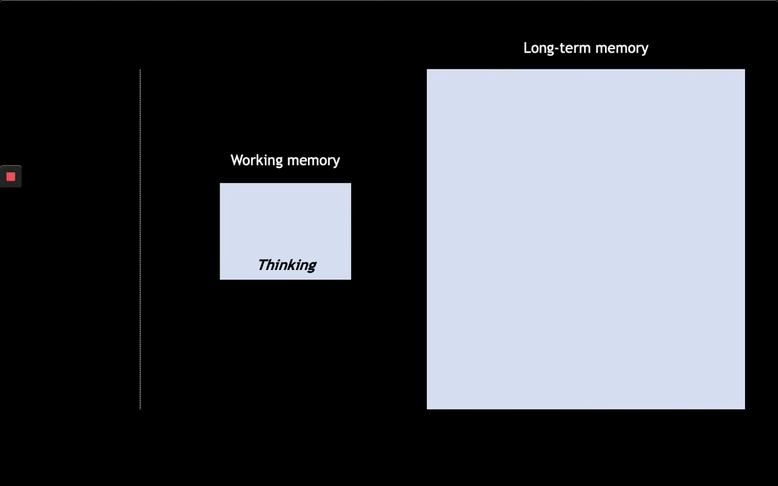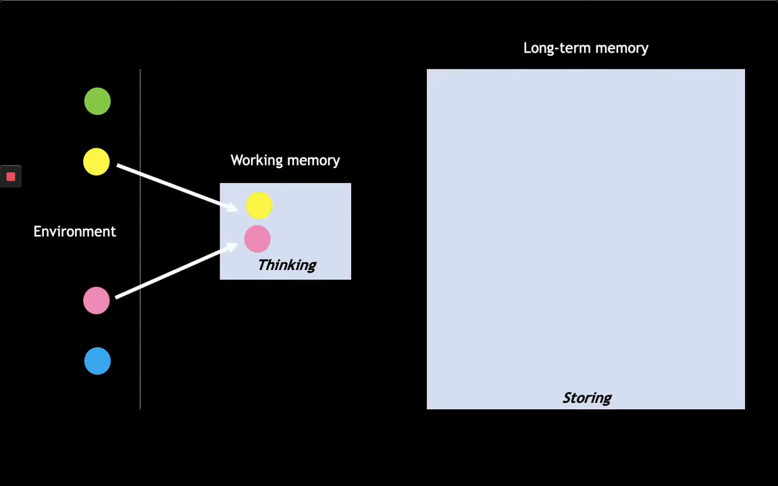Our working memory is where thinking happens. Our long-term memory is where storing happens. We take information in from our environment, and when we do, it enters our working memory, where we can think about it if we're paying attention to it, or we can forget it. We can hold around 5 pieces of information in our working memory at any one time, and it won't stay in there for too long unless we're making a deliberate effort to hold it in there. After about 30 seconds or so, it will be forgotten unless we're making this deliberate effort to keep it in there, unless we're thinking about it.